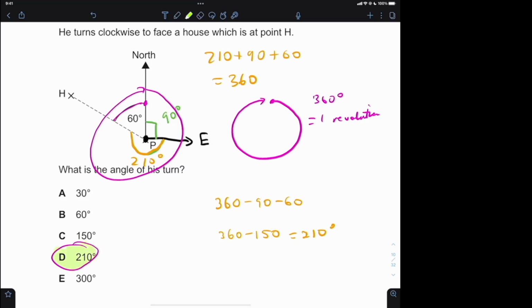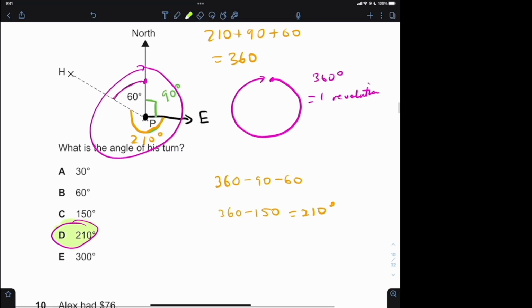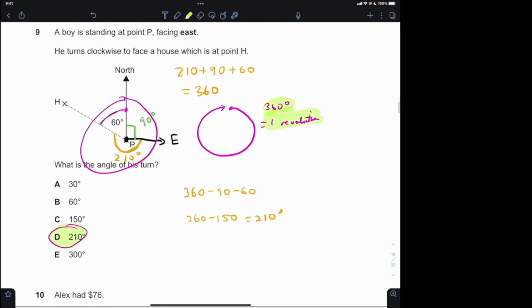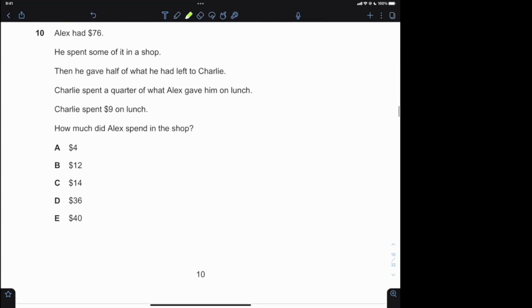All right, again, make sure with your angles, take note of some known facts that you can use that aren't obvious in the question. So here you had to use that 360 degree fact in order to understand how that works, okay? So good job if you got that one.